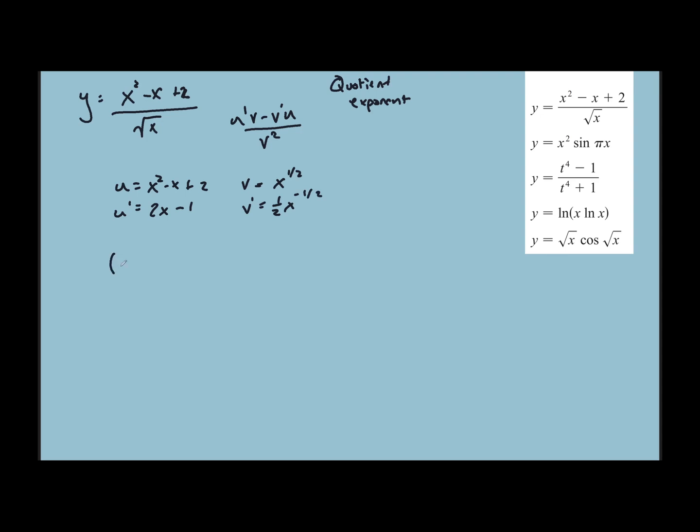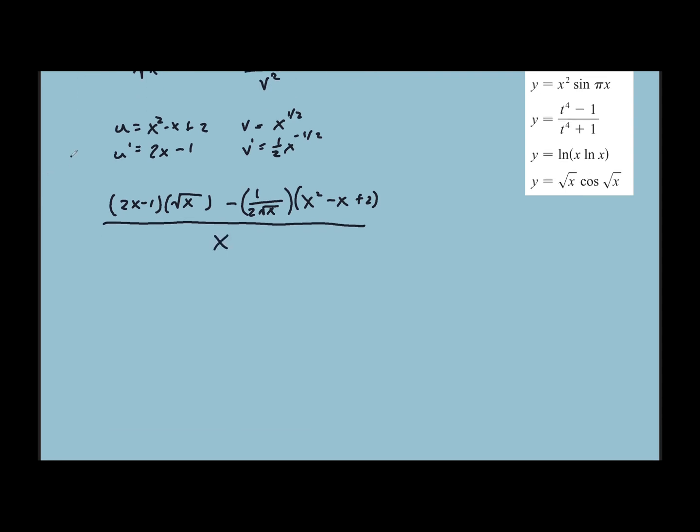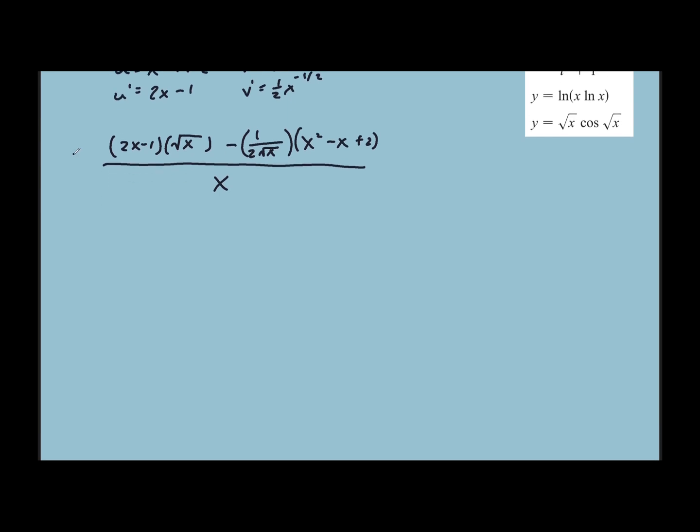So u prime v would be 2x minus 1 times the square root of x minus v prime, which is 1 over 2 root x times u, x squared minus x plus 2. Oh, maybe we can put this together. We'll see what we can put together there. And v squared, well, the square of a square root is just x itself. I think we can simplify this. I don't know if we can simplify it very well, but we'll give it a try.